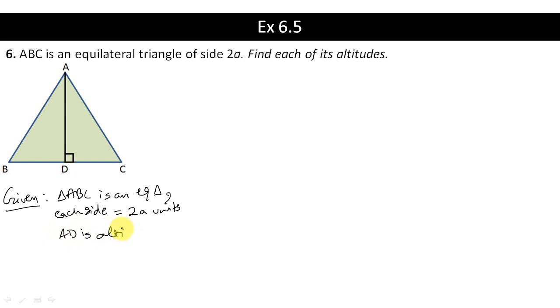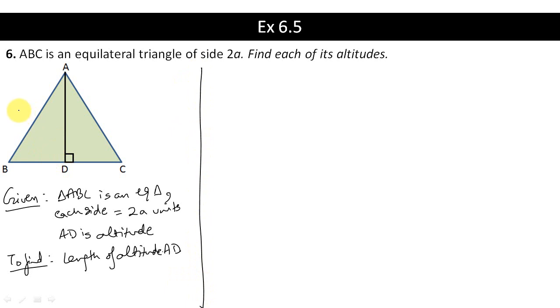Altitude means perpendicular from the opposite vertex. So AD is the altitude, and we need to find the length of altitude AD. First of all, this is given as 2A, this is also 2A, base BC is also 2A. So what we'll do is, first of all, we'll prove that triangle ADB is congruent to triangle ADC.